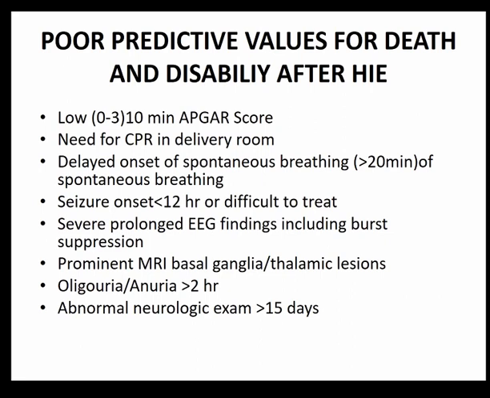There are some poor predictive values for death or disability after HIE. These are a low Apgar score, a patient who needs CPR, delayed onset of spontaneous breathing of more than 20 minutes, seizures occurring in less than 12 hours or seizures that are very difficult to treat, severe prolonged EEG findings including burst suppression, prominent MRI basal ganglia findings as already shown in the previous slide, oliguria or anuria, or an abnormal neurological examination within 15 days of life, where the child is very hypertonic or has some contractures. These are related to poor predictive values, usually within a year.